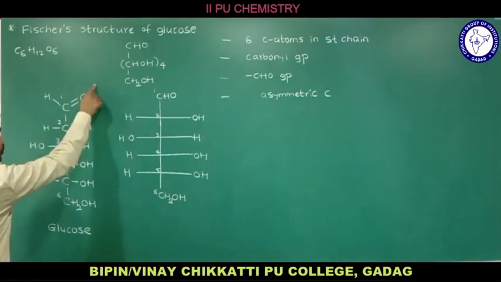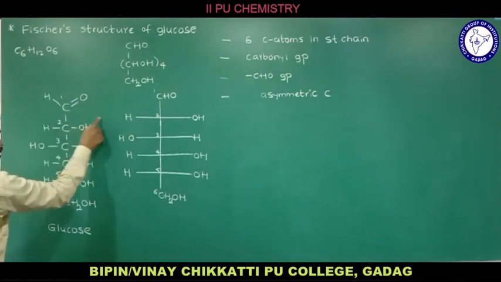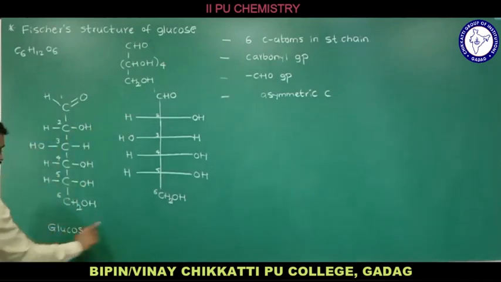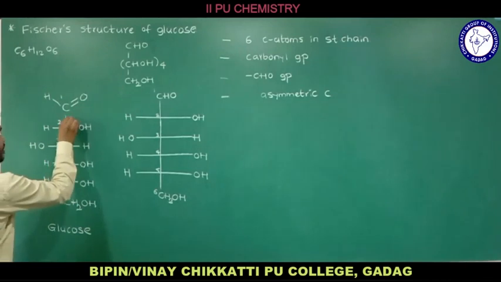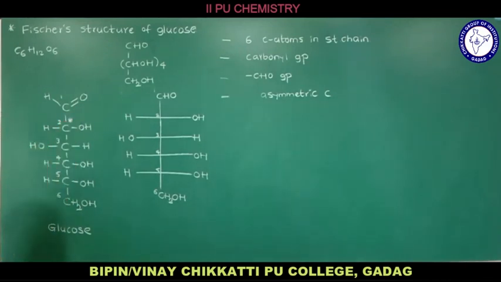This is one group, hydrogen is one, OH is one, and the remaining is one. So we have 4 different groups. Therefore this carbon is an asymmetric carbon. I am going to represent it by an asterisk, which we call a star. So carbon number 2 is an asymmetric carbon.